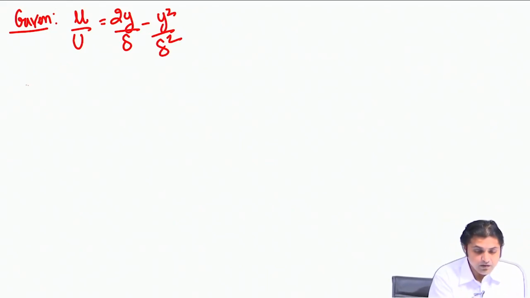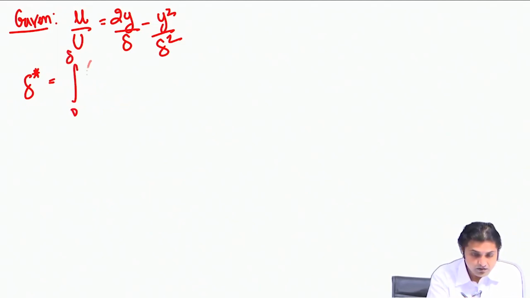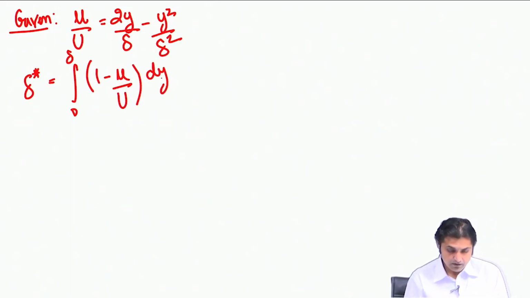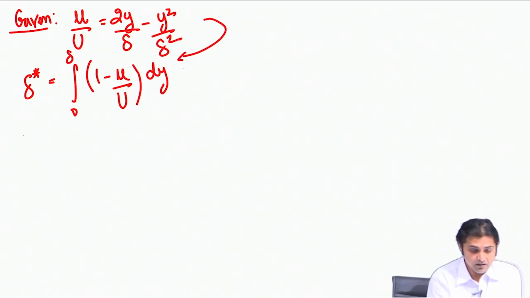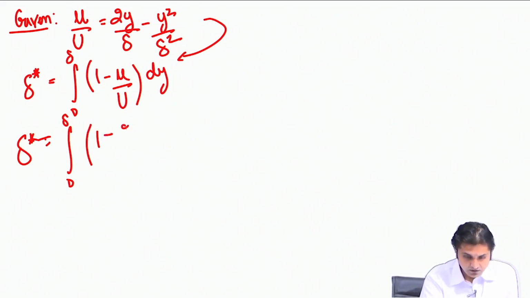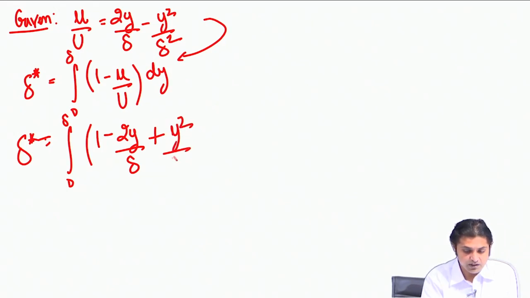And according to the definition of the displacement thickness, delta star, the definition is integral 0 to delta of 1 minus small u by capital U into dy. So, it is quite simple. We use this velocity profile here, we plug it in and we first write integral 0 to delta of 1 minus 2y by delta plus, this minus becomes plus, y square by delta square into dy.